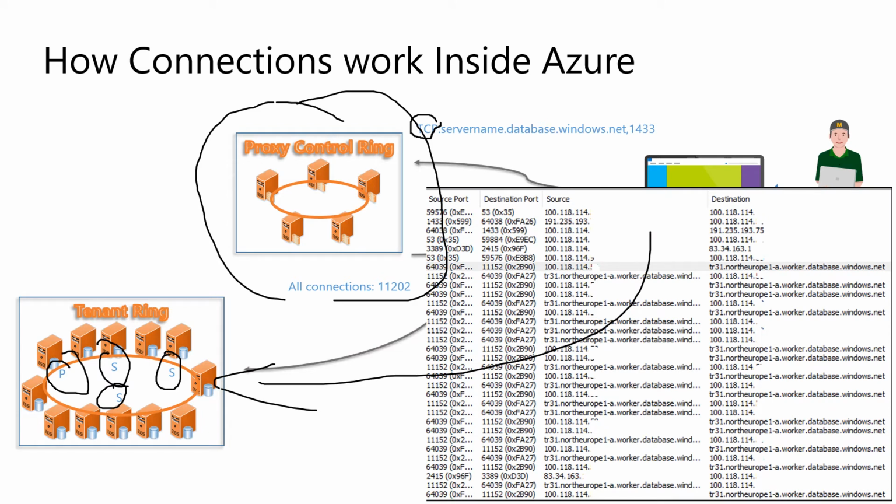This is an example of how the connections work. For example, this is my client. It tries to connect to the firewall of the proxy. The proxy retrieves the data. Okay, you need to connect right now to the tenant ring 31 North Europe worker database. This is the tenant ring.